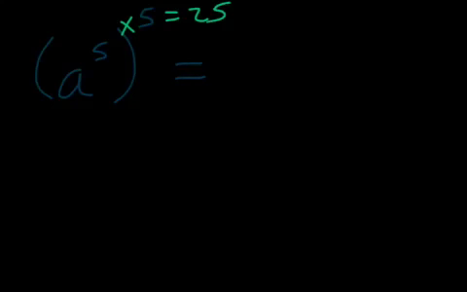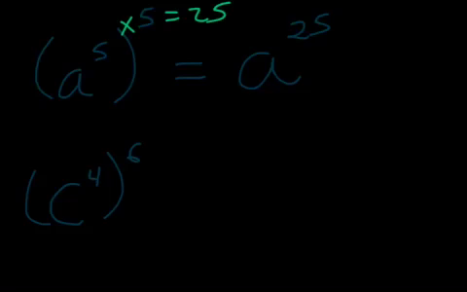What would a to the 5th raised to the 5th power be? Well, 5 times 5 is equal to 25, so it would be a to the 25th. What about c to the 4th raised to the 6th? 4 times 6 is equal to 24, so it would be equal to c to the 24th.